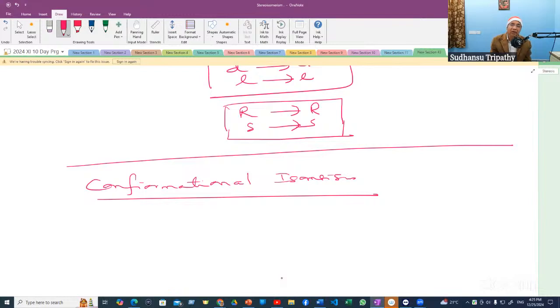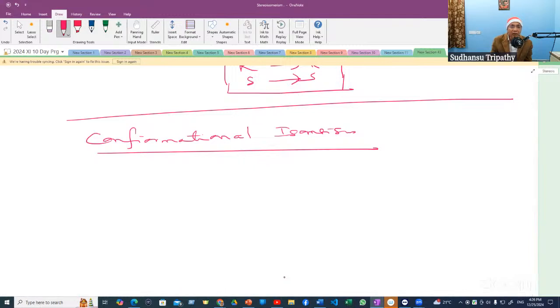They are conformations or rotamers. Some of them are stable. The molecules love to remain in that particular conformation because of its stability, lower energy. So such conformations are called conformational isomers. For example, I will draw the sawhorse projection formula of ethane.